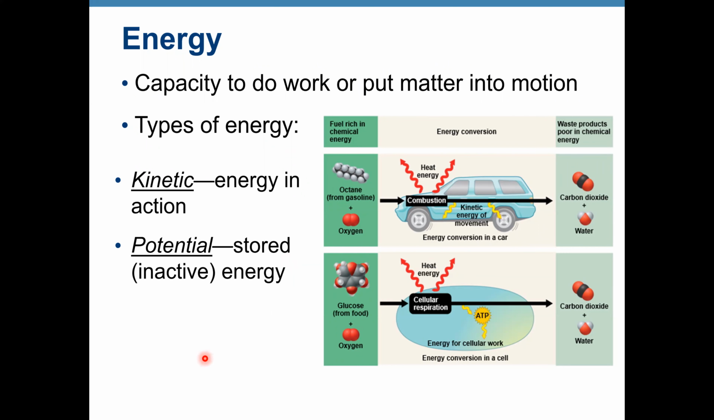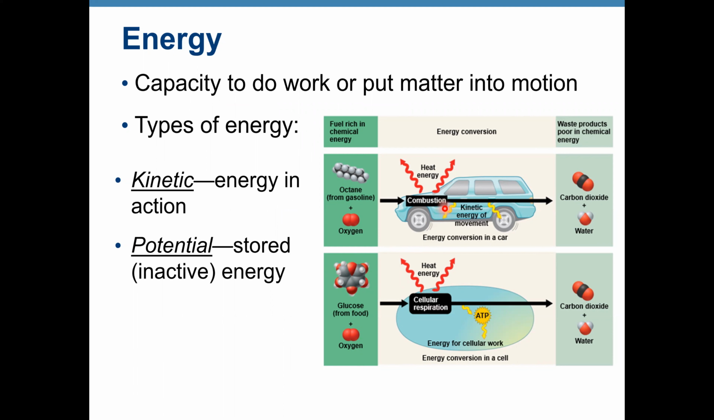And energy is capacity to do work or put matter into motion. The whole universe is made of matter and energy. The major two types of energy are kinetic energy and potential energy. And kinetic is energy in action, potential is stored or inactive energy. So in this diagram over here, you can see how one type of energy, potential energy, can be transformed into kinetic energy. And you're comparing here your car and your cell.